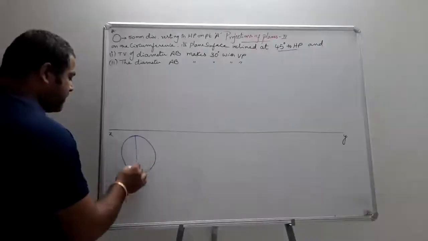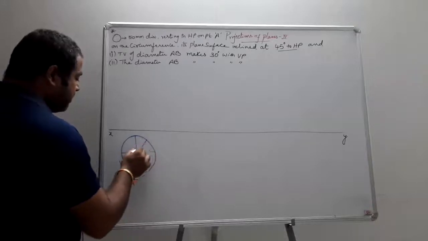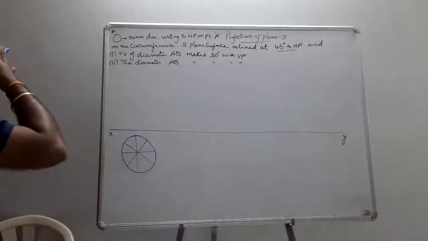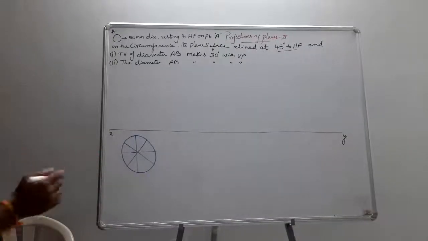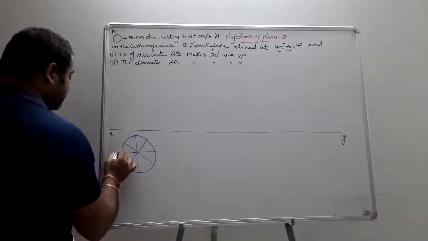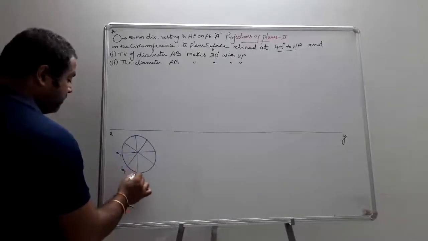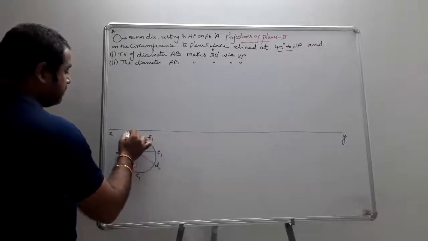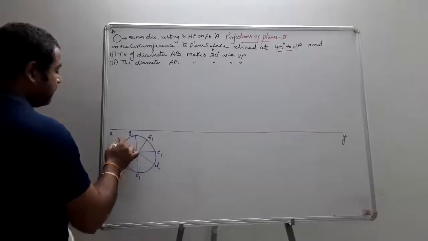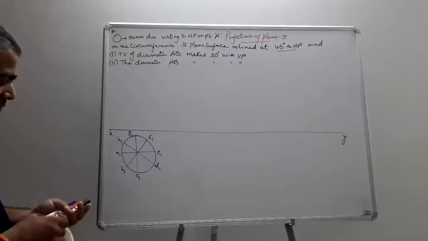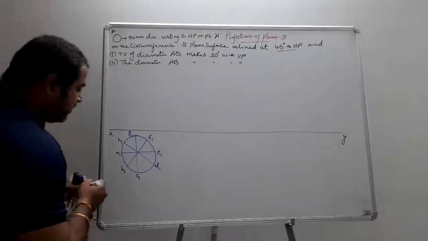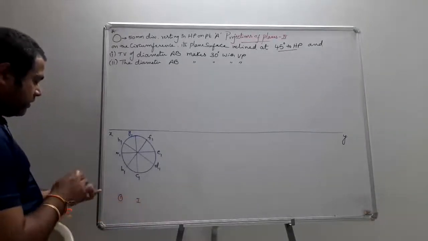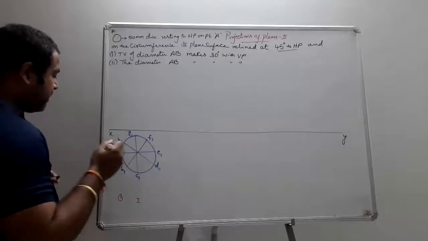For my convenience, I divide this into 8 equal divisions. Let us consider the point resting as A. So this becomes A1, B1, C1, D1, E1, F1, G1, H1. This was stage 1, first step. Okay, so what was the given diameter?